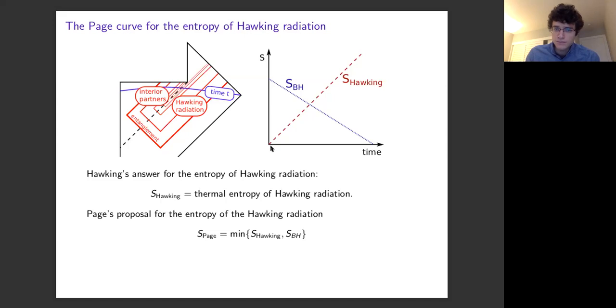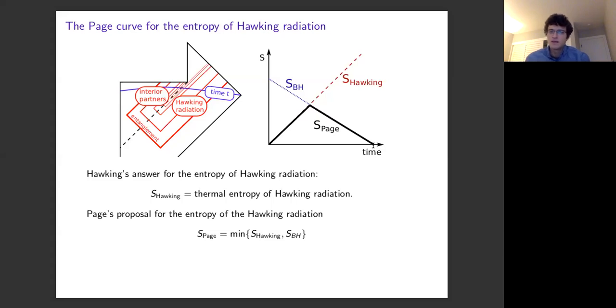The Hawking answer is just increasing over time, more and more of these entangled pairs. And the thermal entropy of the black hole is decreasing because the black hole is slowly getting smaller. They cross at some point. So Page's answer for the entropy of Hawking radiation would look something like this. It increases for a while following Hawking's curve, and then it just becomes the thermal entropy of the black hole, and eventually goes to zero because the black hole evaporates completely.